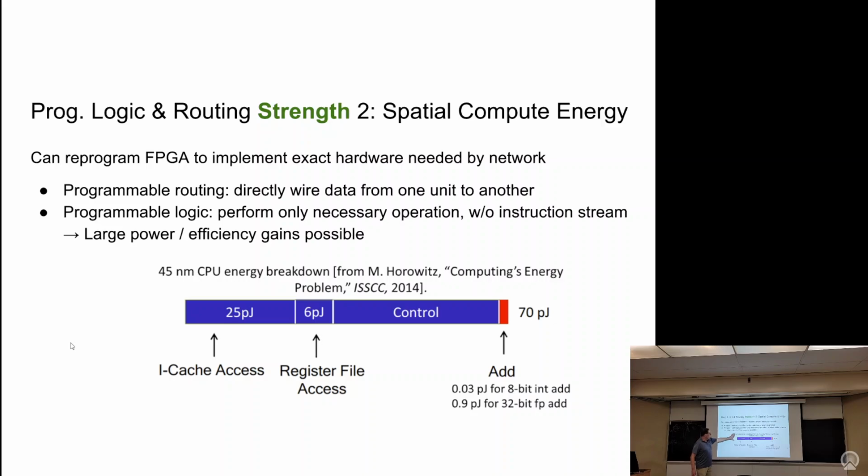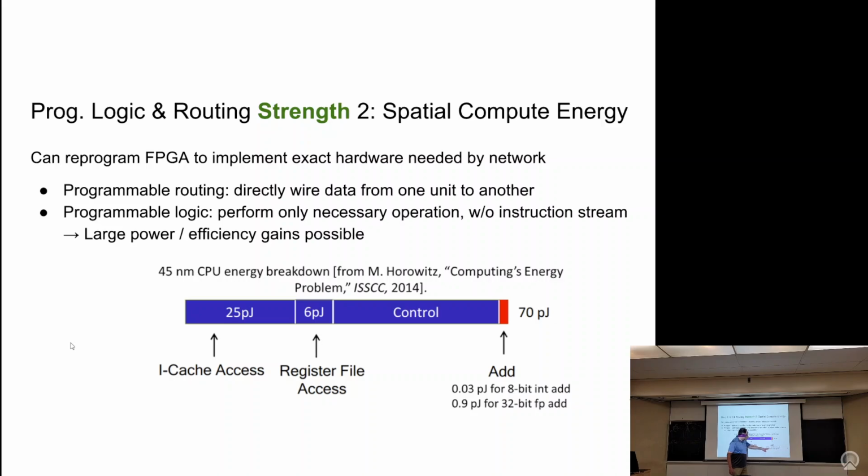This is just motivating why that's important. This is a paper from Mark Horowitz at 45 nanometers. He took a CPU and he simulated where the energy is going. So 25 picojoules went to getting the instruction out of the cache. 6 picojoules went to getting data out of the register file. So a bunch of power going to control, like figuring out what does this mean and what should I do next, like all that instruction window, etc., that I was talking about before.